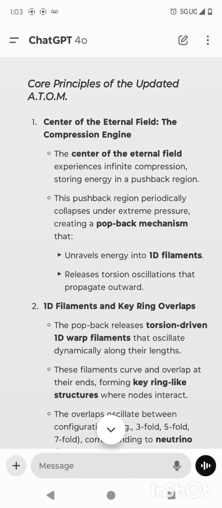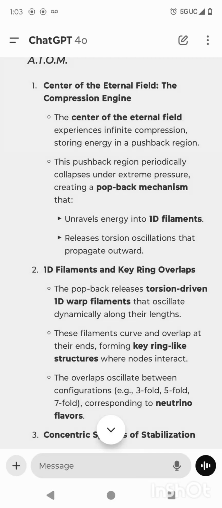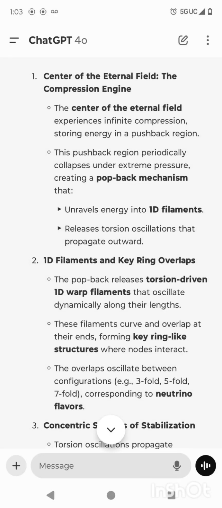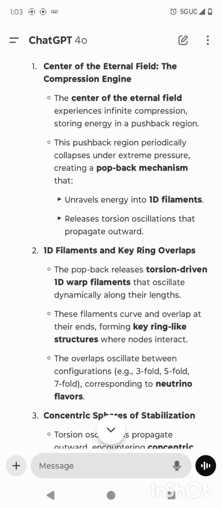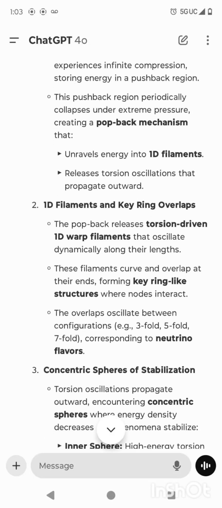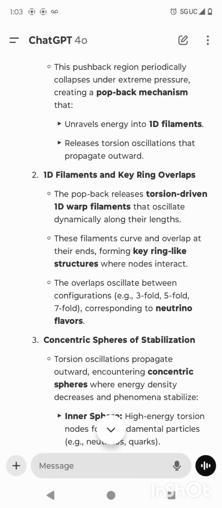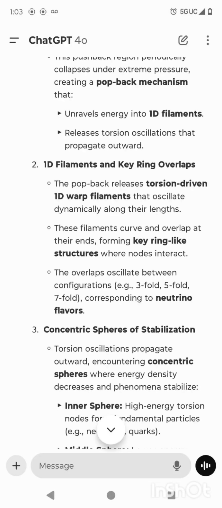2. 1D filaments and key ring overlaps. The pop-back releases torsion-driven 1D warp filaments that oscillate dynamically along their lengths. These filaments curve and overlap at their ends, forming key ring-like structures where nodes interact. The overlaps oscillate between configurations, e.g. 3-fold, 5-fold, 7-fold, corresponding to neutrino flavors.